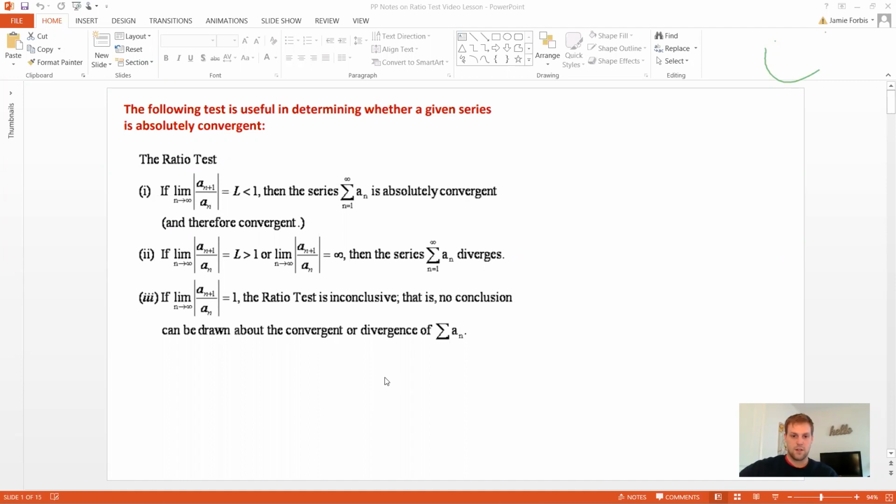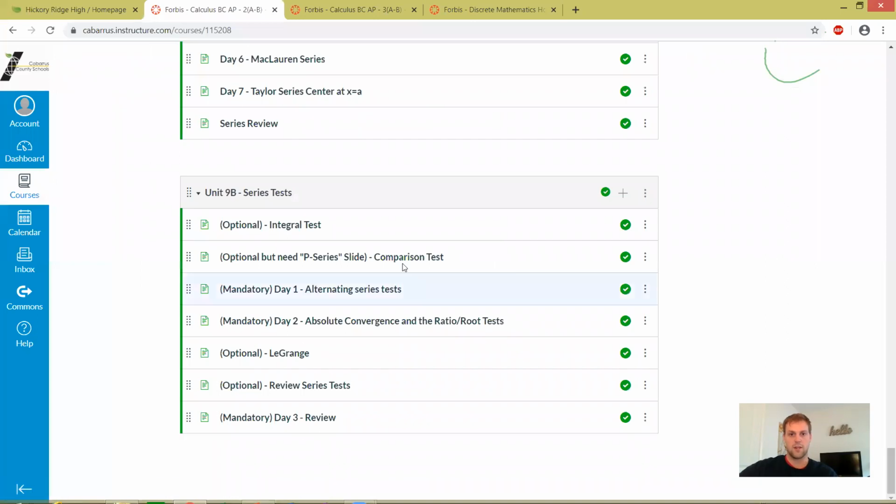So with today's stuff, let's talk a little bit of business real fast. Yesterday I went through 9B again and put down everything that was optional and everything that was mandatory. We did mandatory day one, that's stuff we need to know. We're doing day two right now: absolute convergence and the ratio test. That's really honestly the last new thing that we're doing. It's the last lesson. That is mandatory, it's going to be on your AP exam.